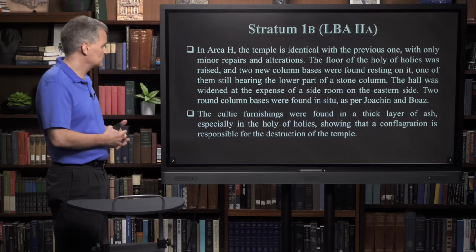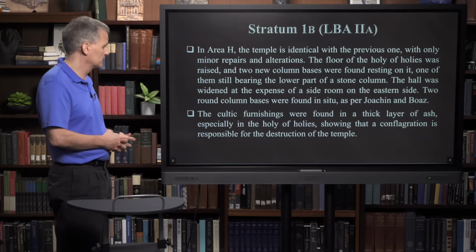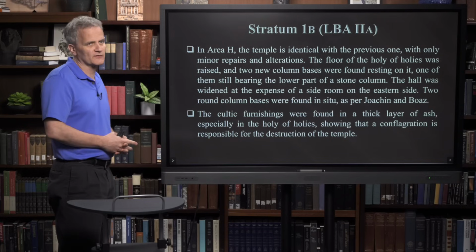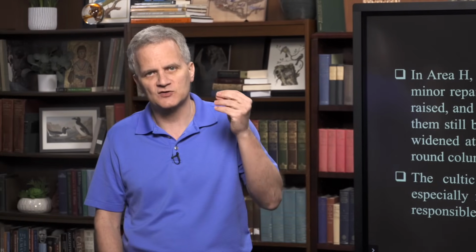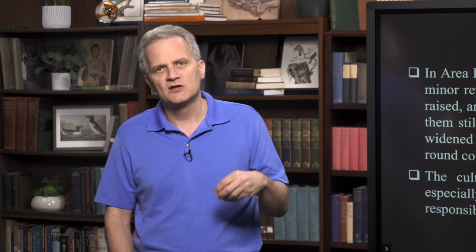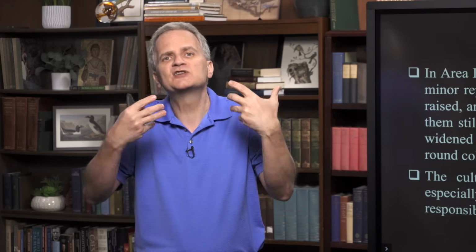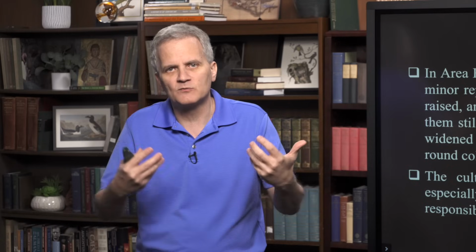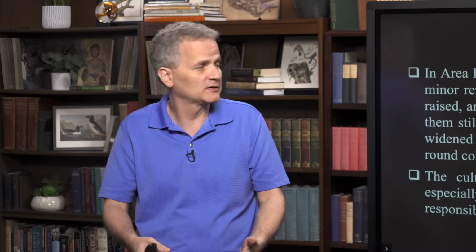The cultic furnishings were found in a thick layer of ash, especially in the Holy of Holies, showing that a conflagration is responsible for the destruction of the temple. So somebody wanted to sack the temple and destroy anything in it possible, to desecrate it, to show that this was waged against the God that supposedly or allegedly resided in the temple building.